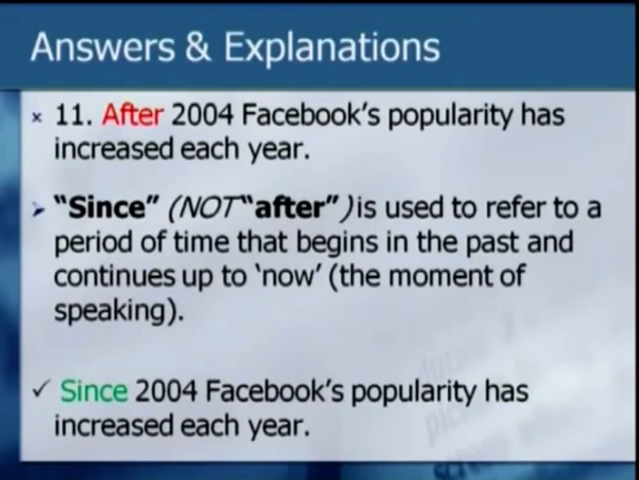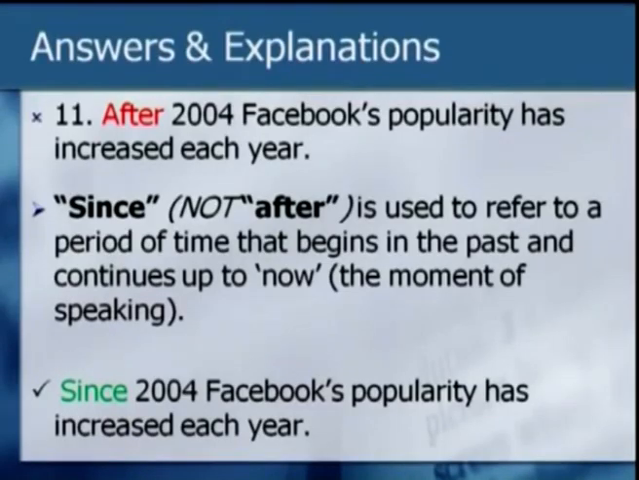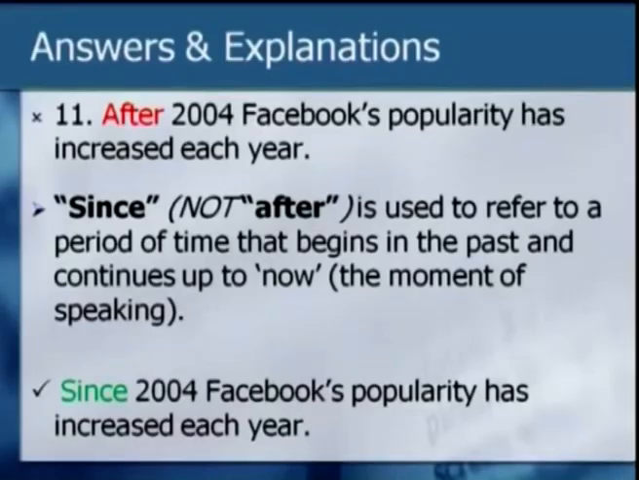Look at the first statement. The error here is with regard to the use of the preposition, the word after. After 2004, Facebook's popularity has increased each year is incorrect, because the right word that should have been used here is since. Since, as you know, is generally used in a continuous sense, and it is since, not the word after, which is used to refer to a period of time that begins in the past and continues up to now, that is the moment of speaking. So, this means since 2004, the time it started and the time that I am speaking now, each year Facebook is increasing in terms of popularity. So, when there is this sense of continuity from the past till the moment, use since, not after. So, the correct form is since 2004, Facebook's popularity has increased each year.